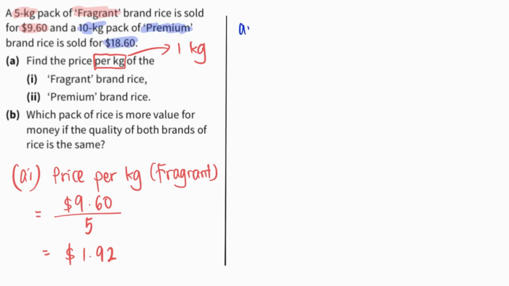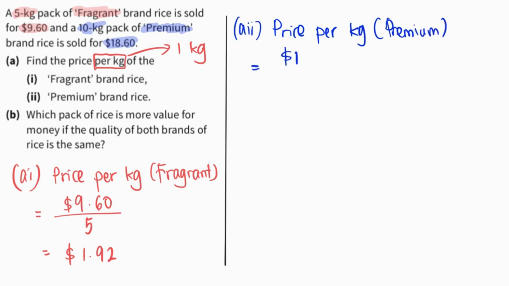So for A part 2, the price per kg for premium brand will be $18.60 divided by 10 kg, and I will get $1.86. And for part B, which pack of rice then will be more value?